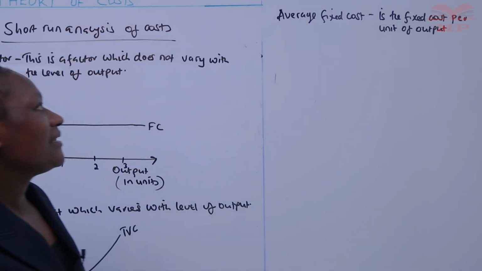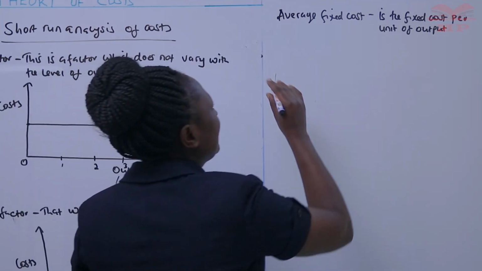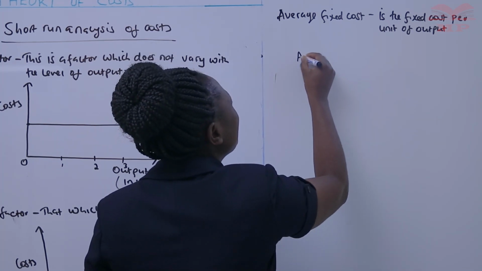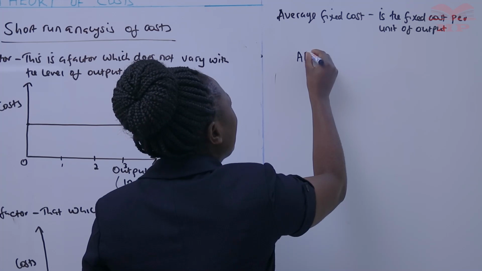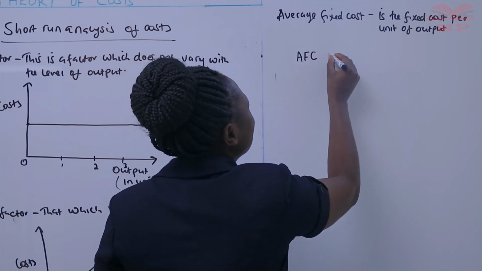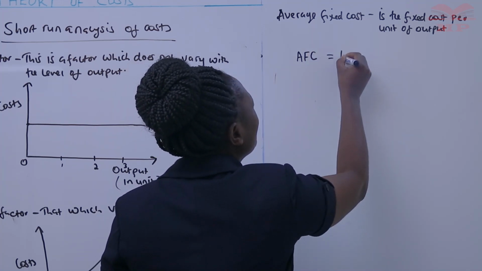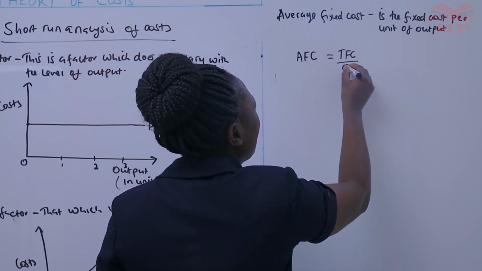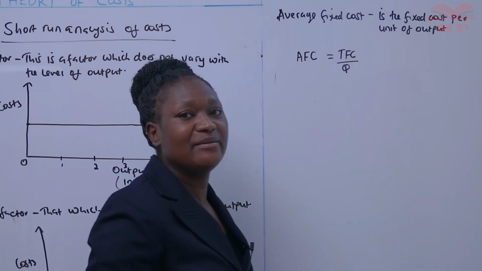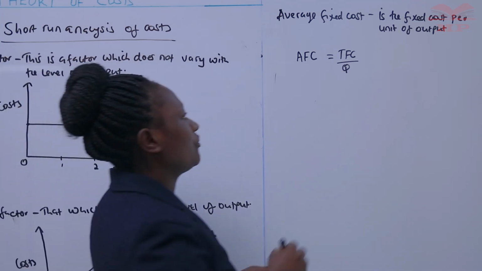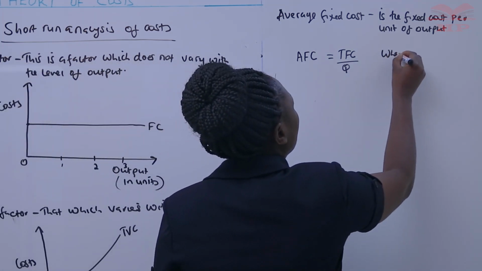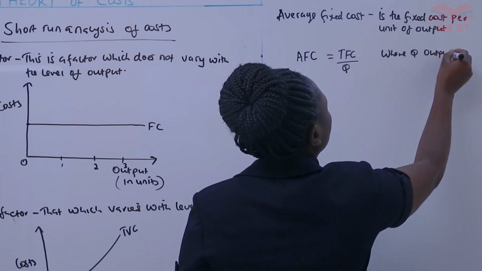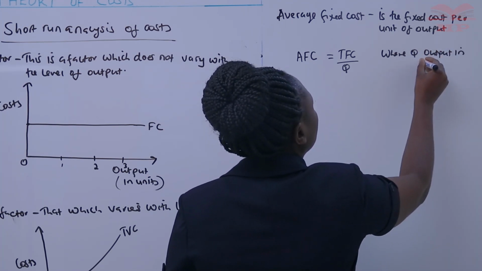So to calculate average fixed cost, we simply take the total fixed cost and divide by output, which is indicated by Q, where Q refers to output in units.